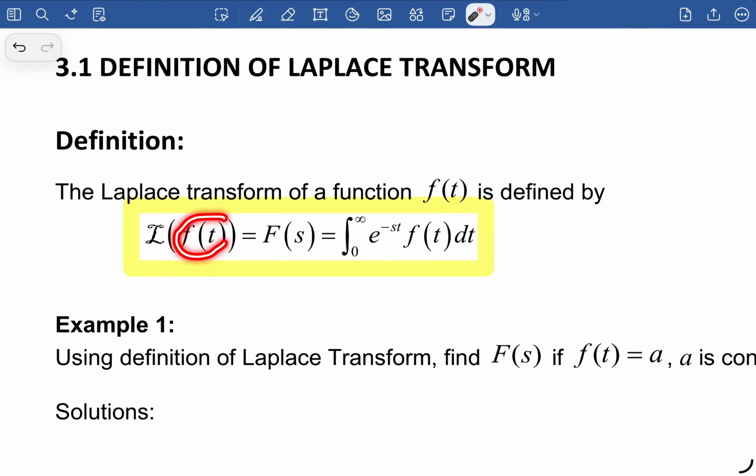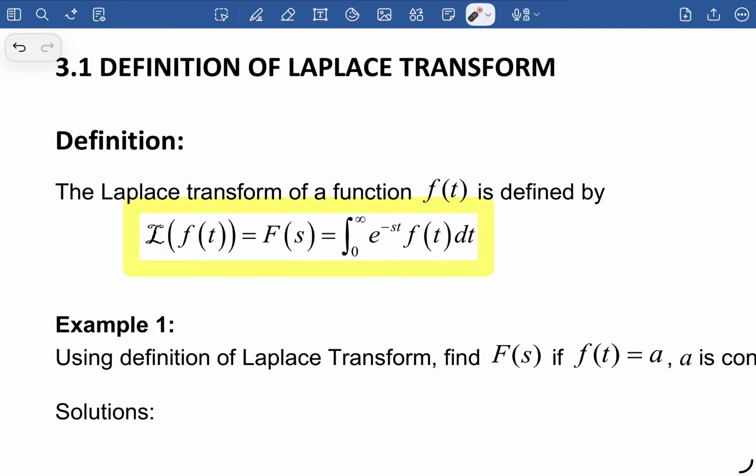Originally, f is a function in t. But once we do the Laplace transform, now we write the equation in the form of F(s). Originally, small f in the t domain, but now it becomes big F in the s domain. That is the Laplace transformation. The formula is given like this: integration of e^(-st) f(t). We get this f(t) from the equation that we have.